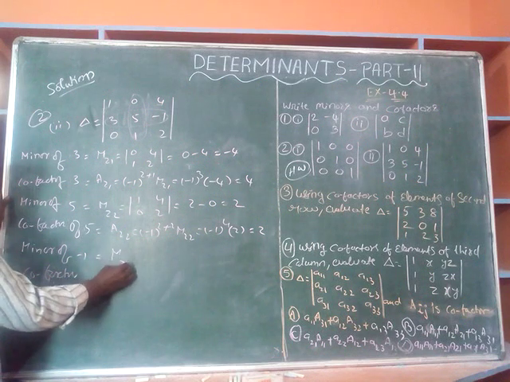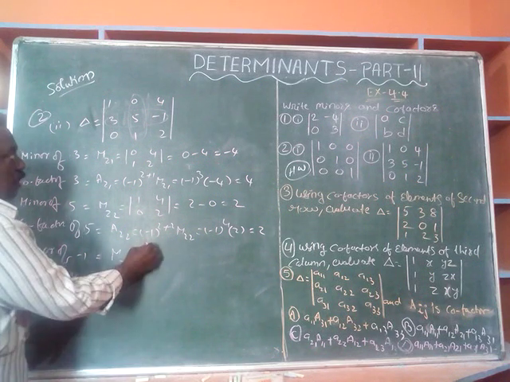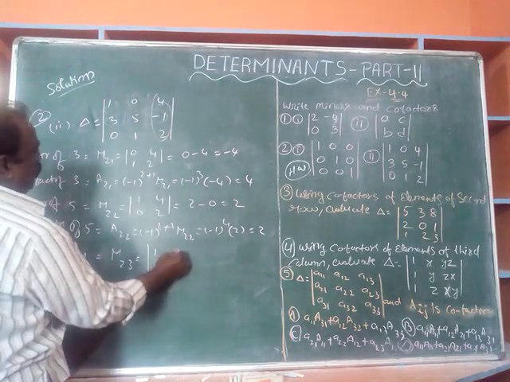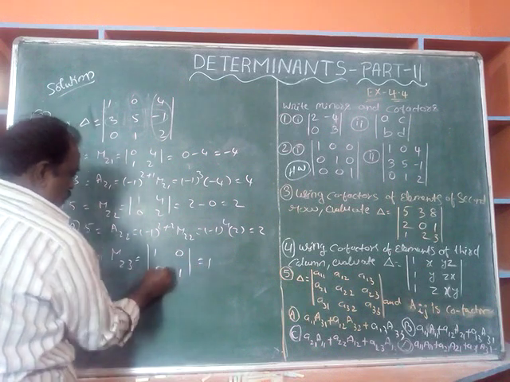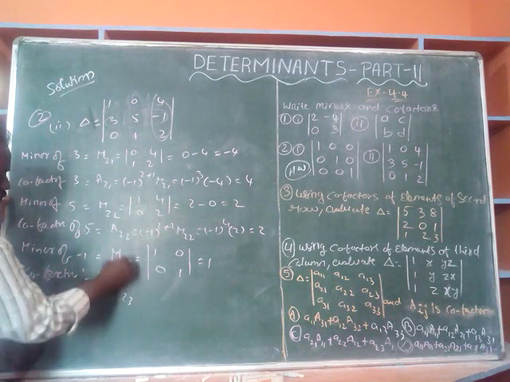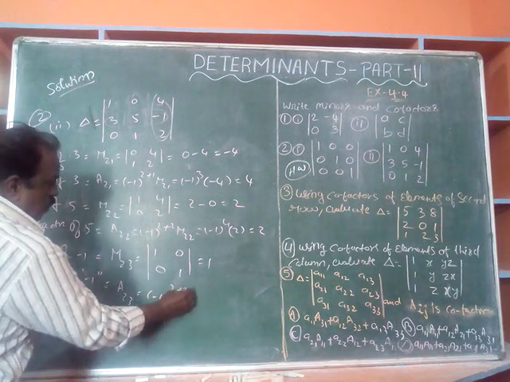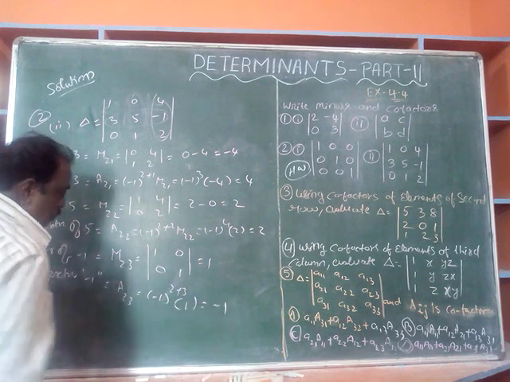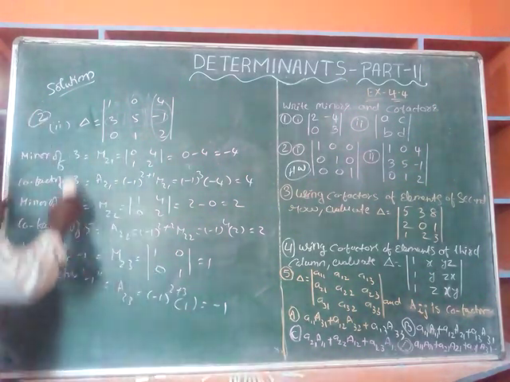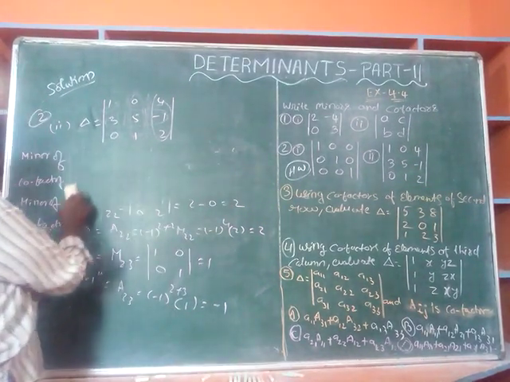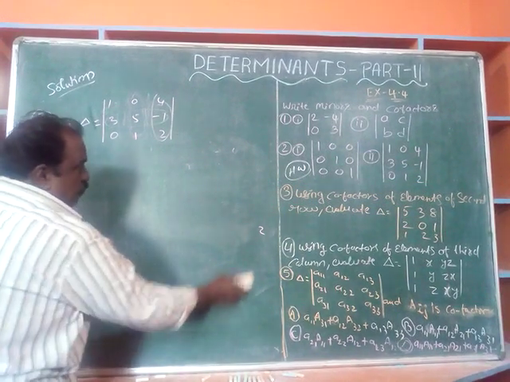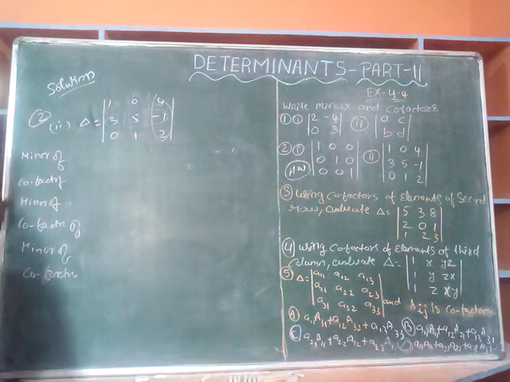It is M23. After deleting the row and column, we get 1 0 0 1. It is 1, we know it well. The cofactor of minus 1 is A23. That is minus 1 power 2 plus 3 into 1, that is minus 1. Like that, you have solved. Similarly, row 1 and row 2 are completed. For the elements of row 1 and row 2, we are finding the cofactor and the minor.